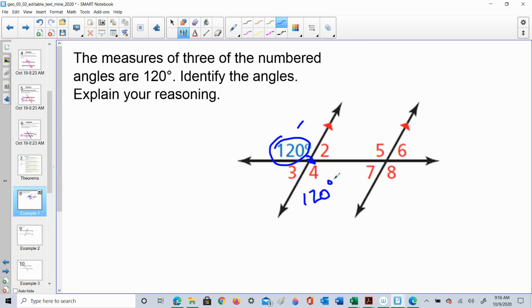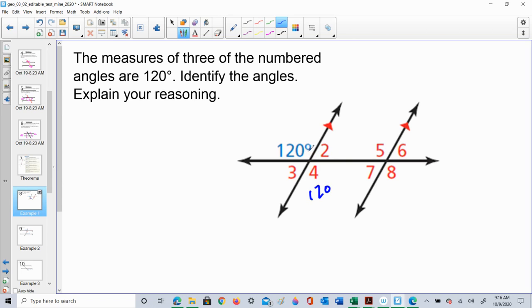So angle 4 is equal to 120 by vertical angles. What other relationships do we have? Well, we have this angle here. Let me erase that for a second. So go back to the pen. So we said that this was 120.